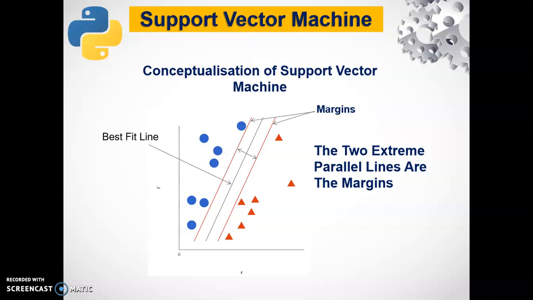We can also say in three-dimensional or multi-dimensional space that if such a hyperplane exists, it is known as the maximum margin hyperplane, the hyperplane that we want to find out. And so with the help of this hyperplane we can classify our data points.